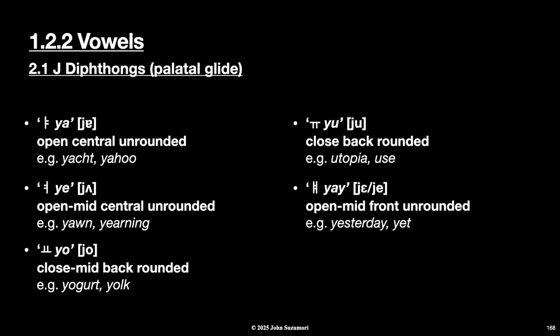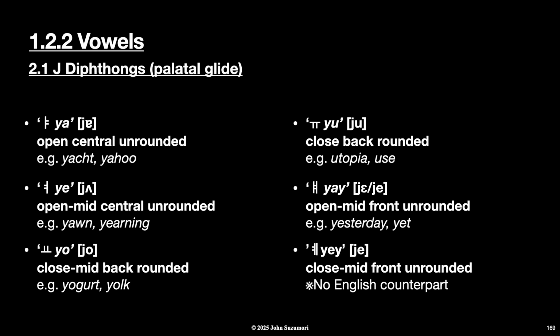The open mid front unrounded ye can be heard in yesterday, yet, etc. Remind that this phoneme is typically pronounced as a close mid front unrounded vowel, which English lacks. The close mid front unrounded ye is absent in English. You can pronounce this diphthong by slightly raising and fronting the tongue compared to the open mid front unrounded diphthong.